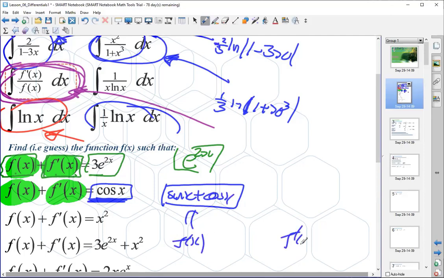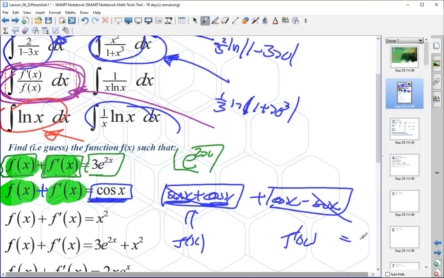In which case our f dashed of x is going to be the differential of sine x, which is cos x, and the differential of cos x, which is minus sine x, and we're adding them together. And so the sine x and the minus sine x cancel out, and it doesn't give us cos x, it gives us 2 cos x. Oh, crap. Is there an easy fix for that?